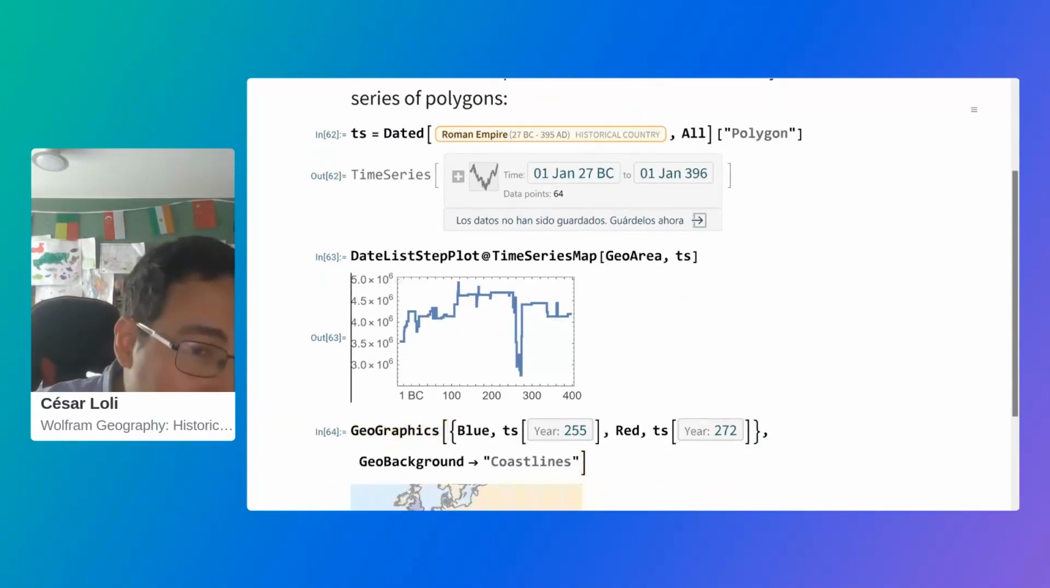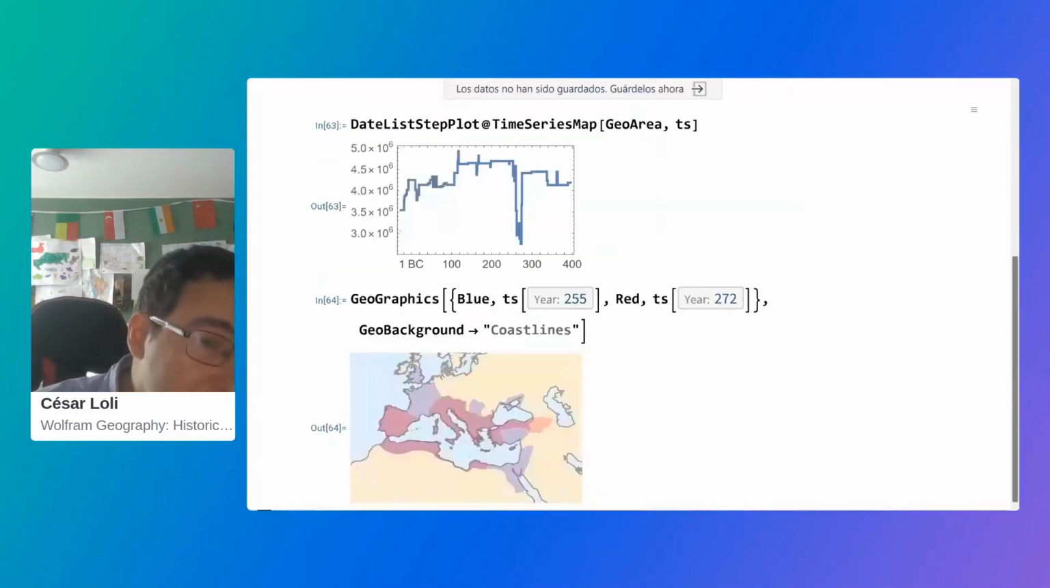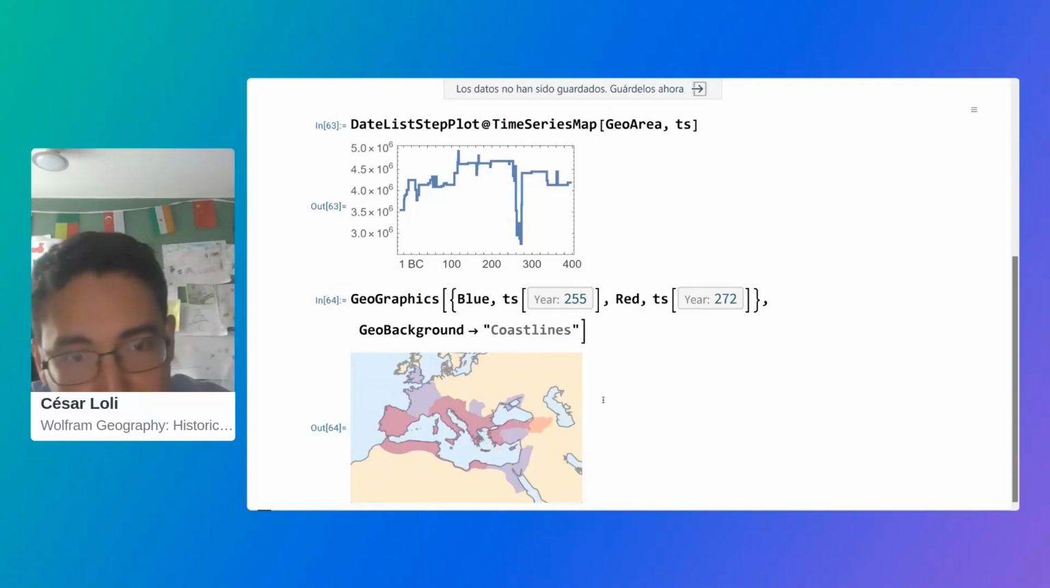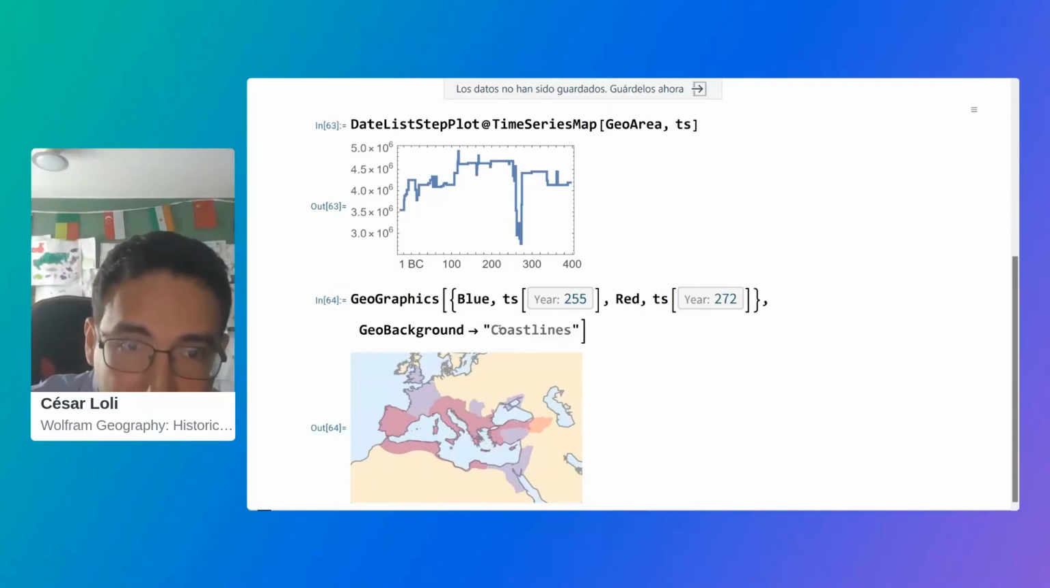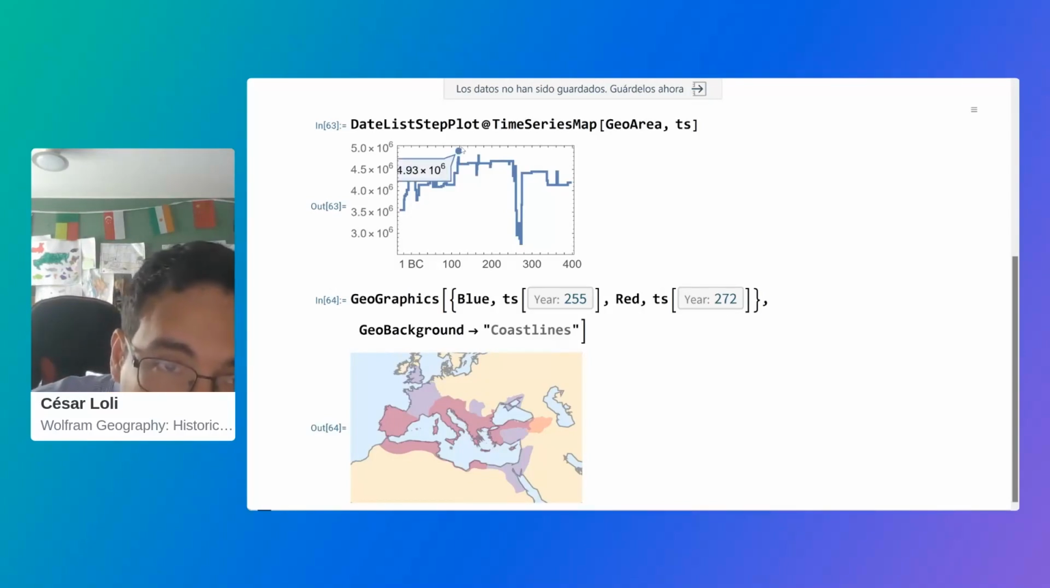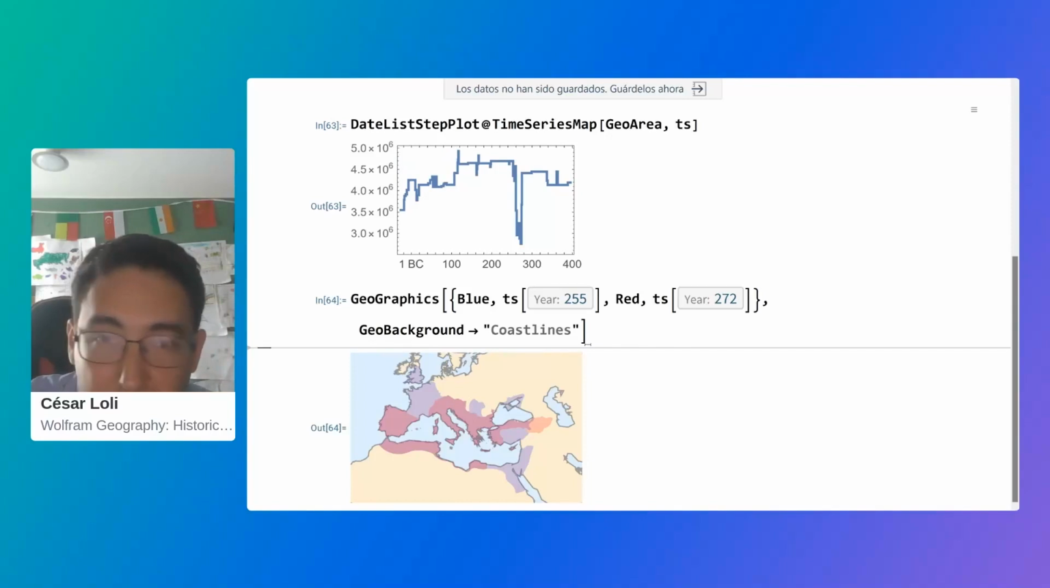This time series can allow us to compare maps from two different times of the same entity or different entities. We can here see the great difference that we have seen in the chart, now mapped geographically.